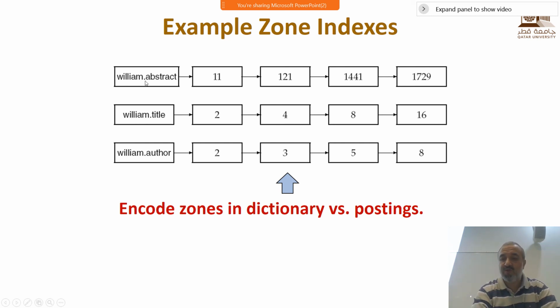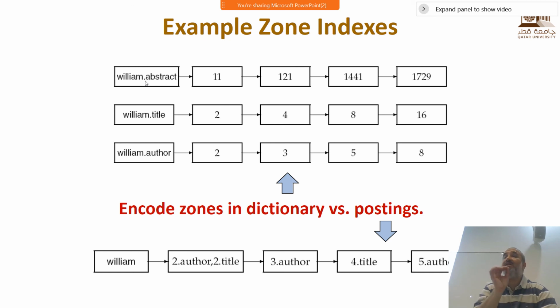There is another way of doing it, which is encoding it in the postings. Here's how it will look if we encode the zones in the postings. It will be William, as we did before, but now for every document we will say where it appeared. So instead of having 2 here only, we have to say 2 and author, 2 and title. Of course, we don't have to repeat the 2. We can say just 2 author and title and so on. This is just for presentation. Here it appeared in author, here in title, here in author, and so on. So these are two examples of how we can deal with fields and zones in an inverted index.